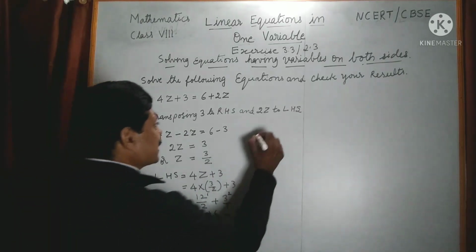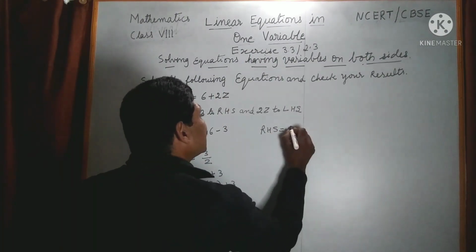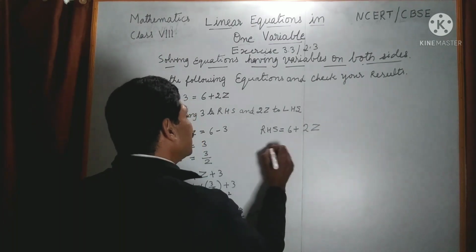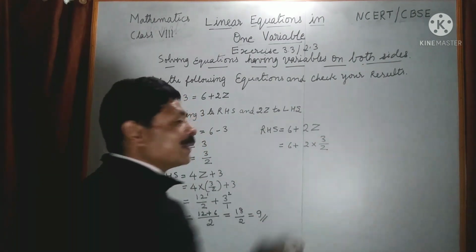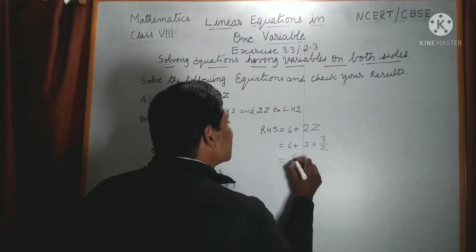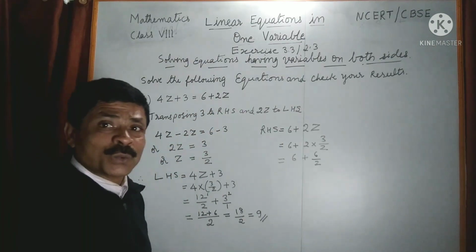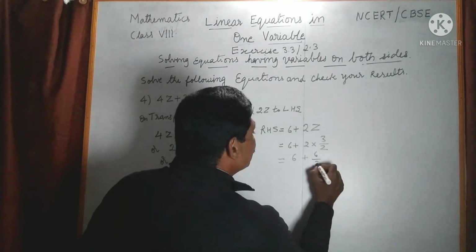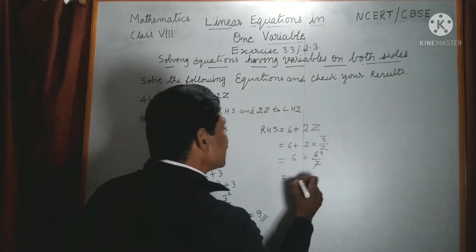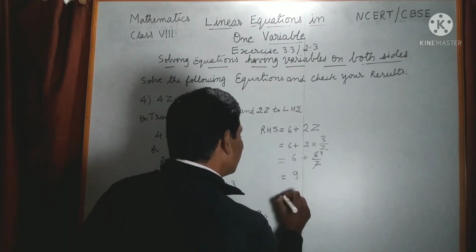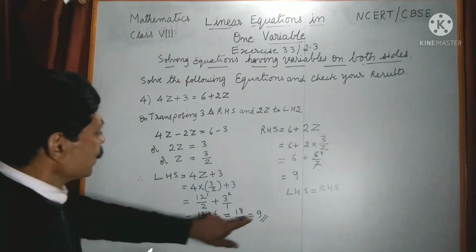Now let us check RHS. It is equal to 6 plus 2z. This is equal to 6 plus 2 into z, which is 3 by 2. This is equal to 6 plus 3 2s are 6 by 2, or 2 1s are 2, 3 is 3. Therefore, this is equal to 6 plus 3 is equal to 9. Therefore, LHS is equal to RHS is equal to 9.